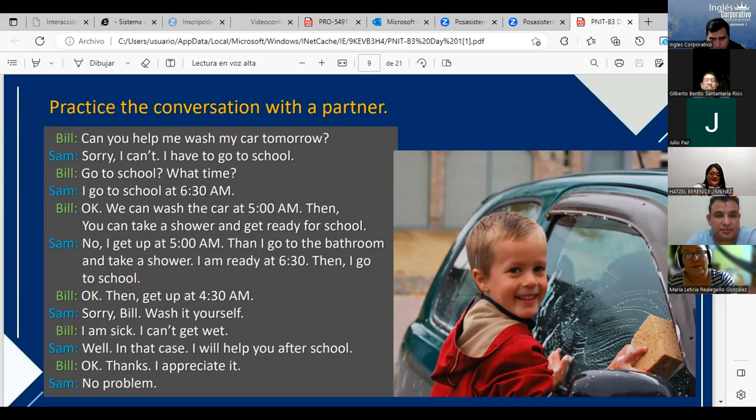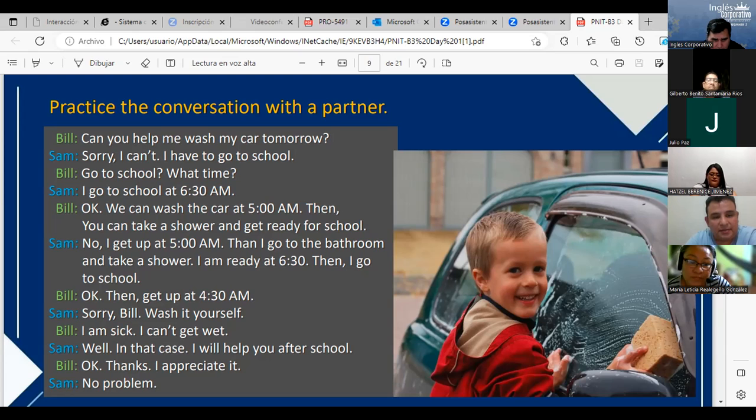Can you help me wash my car tomorrow? Sorry, I can't. I have to go to school. Go to school? What time? I go to school at 6:30 a.m. Okay, we can wash the car at 5 a.m. Then you can take a shower and get ready for school.